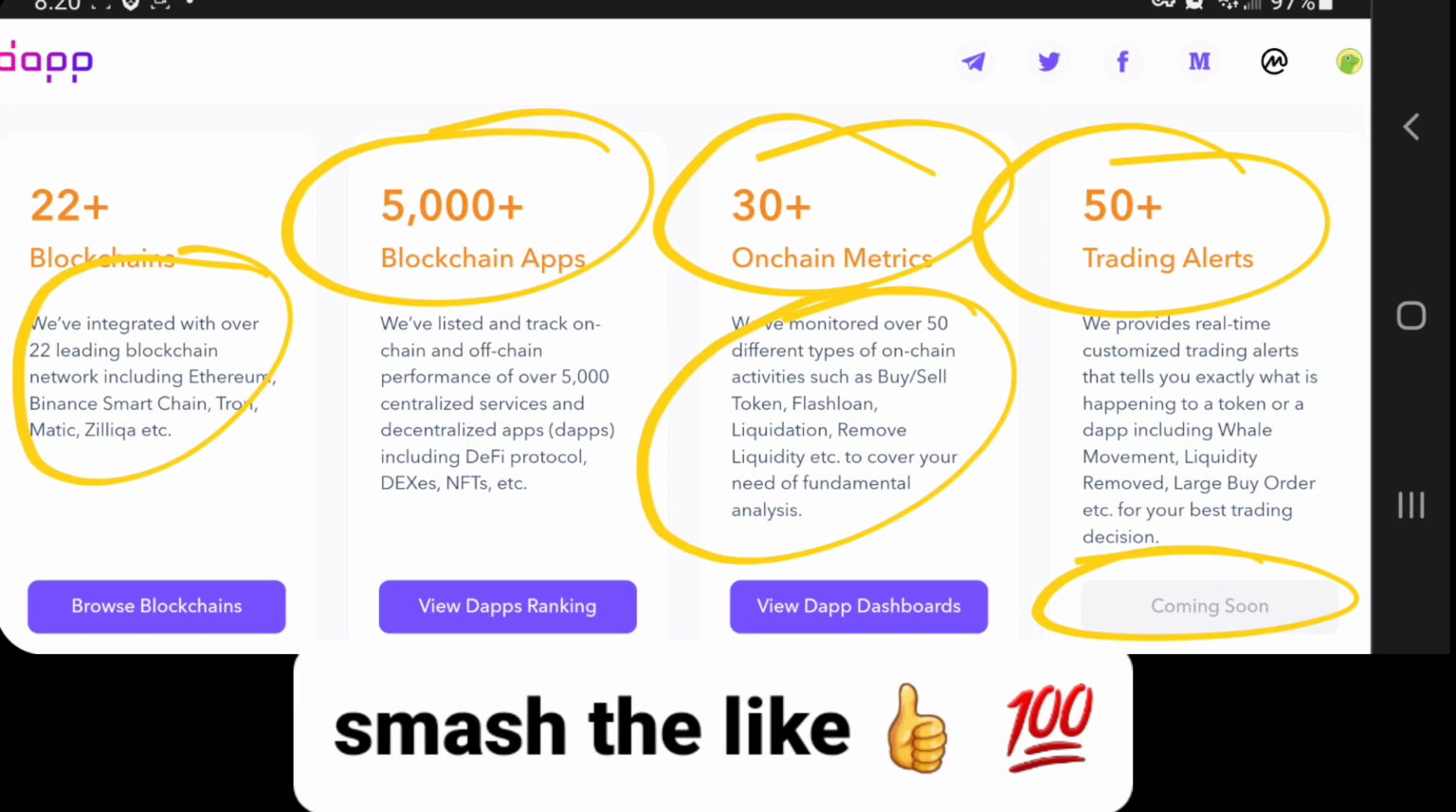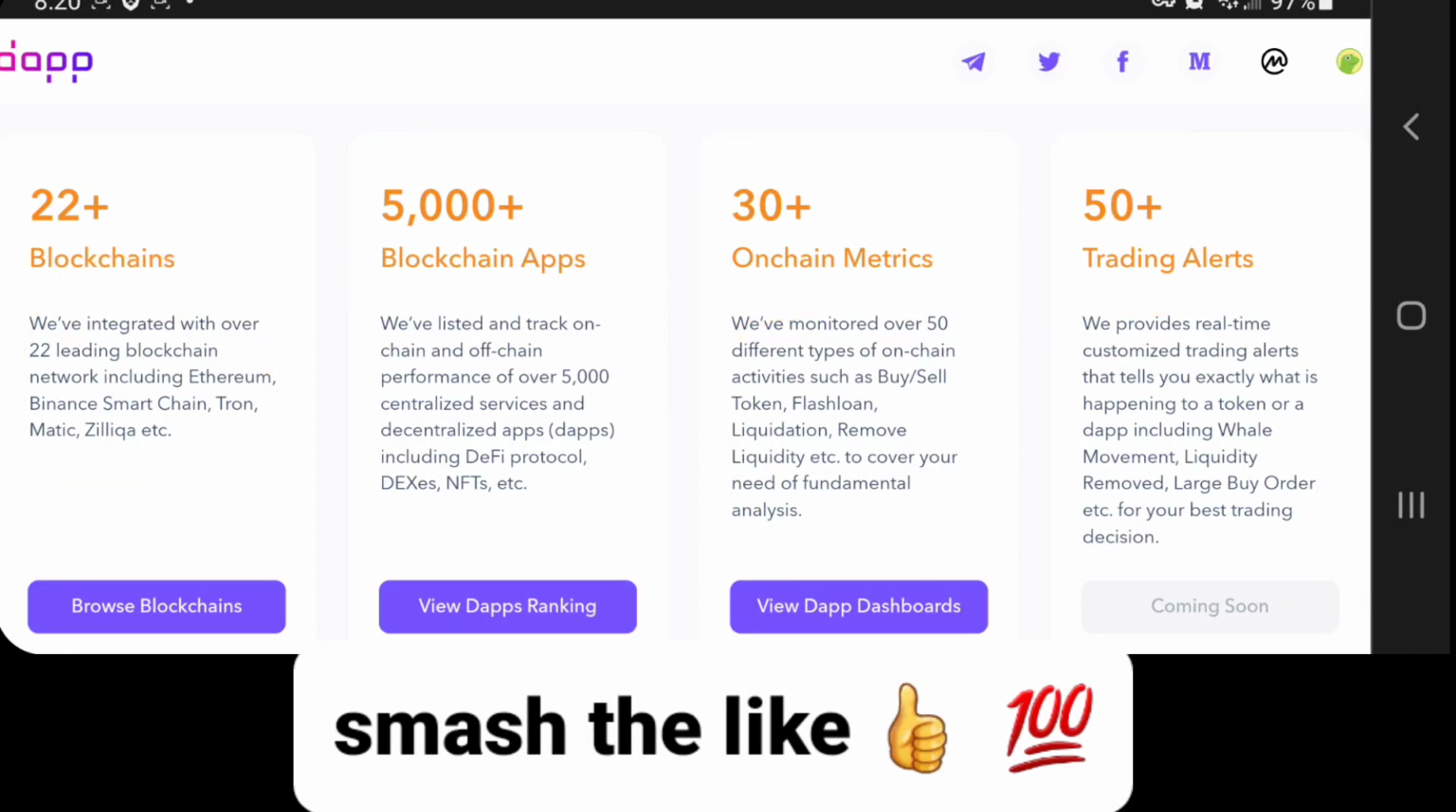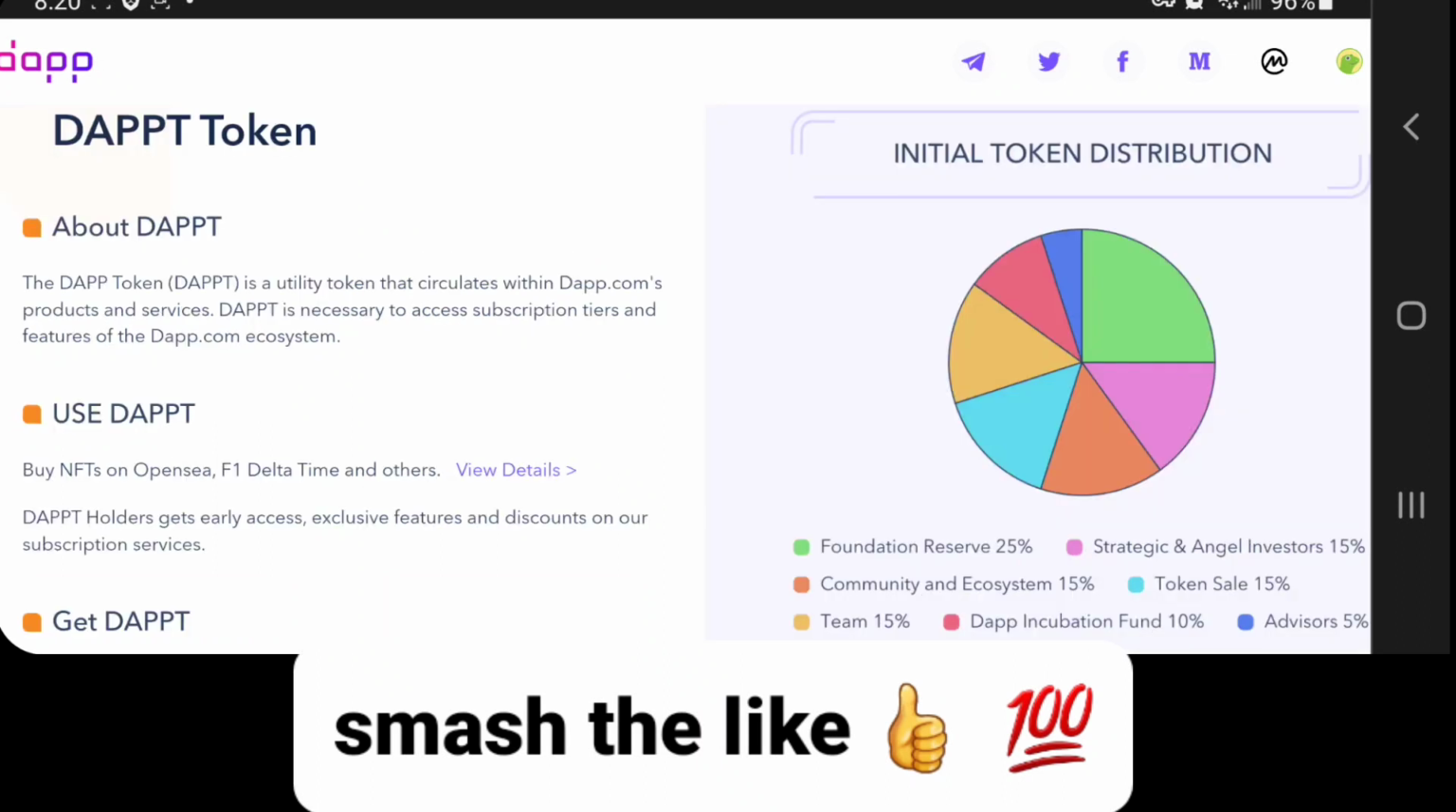They provide real-time customized trading alerts that tell you exactly what is happening to a token or a dApp, including whale movement, liquidity removed, large buy orders, etc. for your best trading decisions. So overall, this right here alone, guys, for somebody that is into trading and wants to become even more educated in trading, is very useful and very cool. Here it gives a little breakdown and info on the Dappt token. So the Dappt token is a utility token that circulates with Dappt.com's products and services.